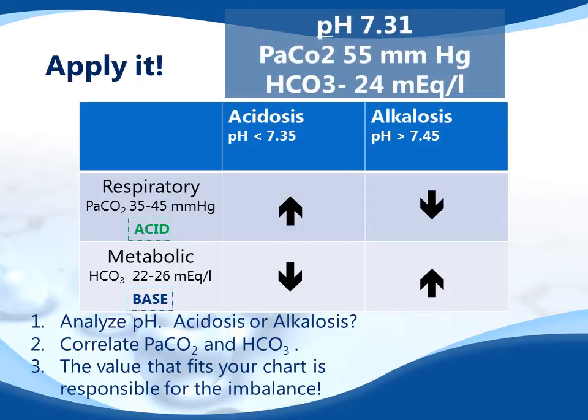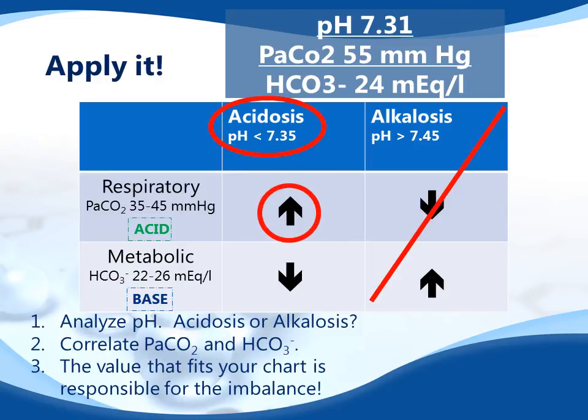First, determine if the pH indicates acidosis or alkalosis. In this example, our pH is 7.31, which is below the normal range of 7.35 to 7.45, which means that this is acidosis. That also means that you can ignore the entire alkalosis column. Now we need to decide, is this respiratory or metabolic? Let's look at our PaCO2, the respiratory indicator. The PaCO2 is 55 millimeters of mercury, which is above the normal range of 35 to 45.